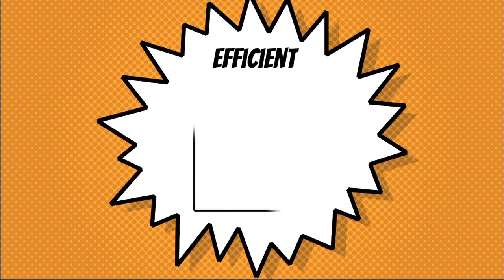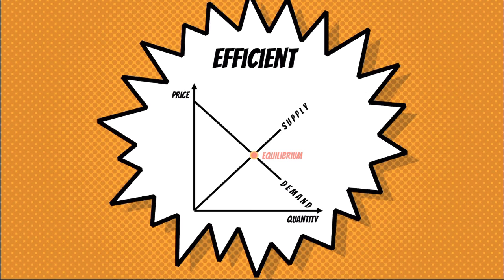And here is an efficient market. Here's a price, here's a quantity, and the demand and supply curve, and where they intersect is equilibrium. And that is the consumer surplus. And this is producer surplus. And we can see that all the producers and consumers got their surplus and there's no deadweight loss, which is an efficient market.